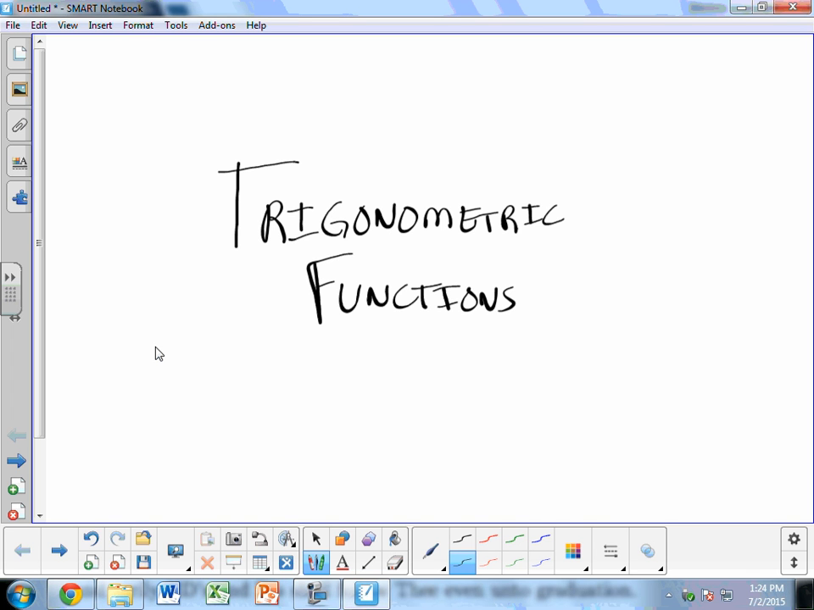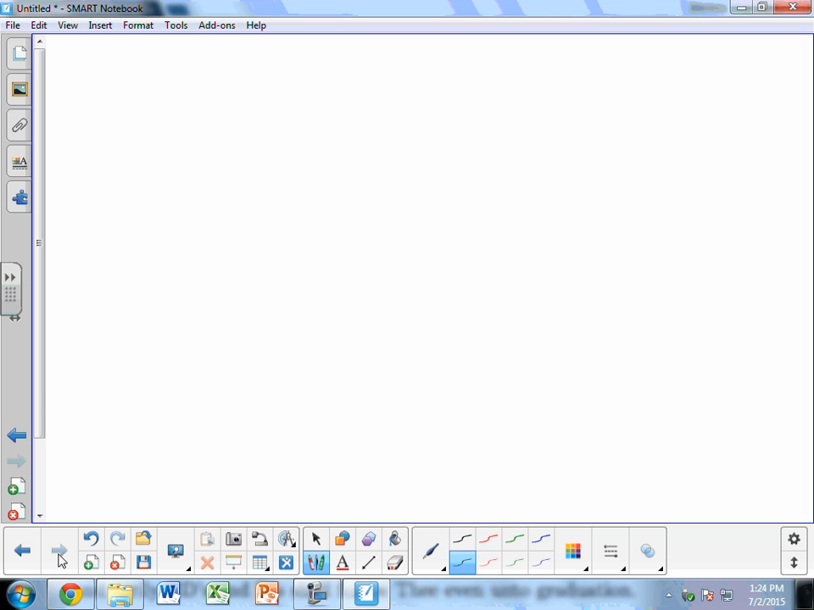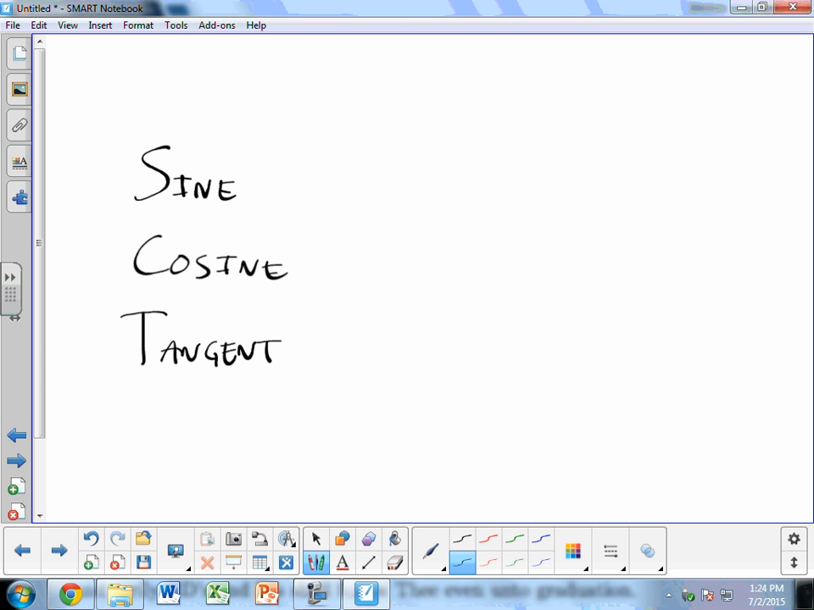Okay, so let's go over trigonometric functions. There are three pretty basic ones: the sine, the cosine, and the tangent. These three are the most basic ones. There are three that go along with these, but we'll get into that later. They are abbreviated SIN, COS, and TAN.